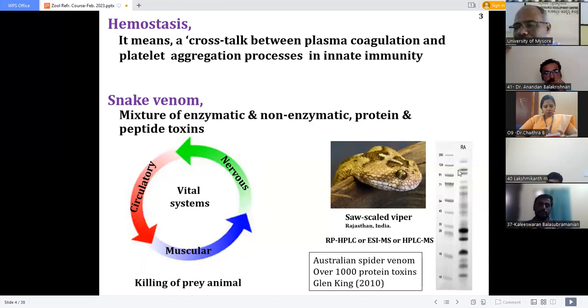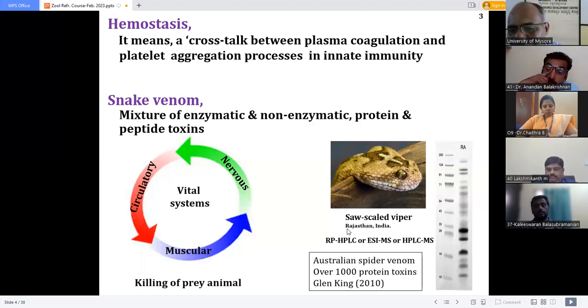So this is the SDS page pattern of the saw-scaled viper venom. You can see, this is the molecular weight marker, and these are the toxin bands resolved in SDS page under non-reduced condition. You can see many bands have been resolved here. So it's indicating a complex mixture of proteins. Actually, SDS page is a somewhat less sensitive technique. I think you require at least minimum 3 to 5 microgram to visualize the protein band.